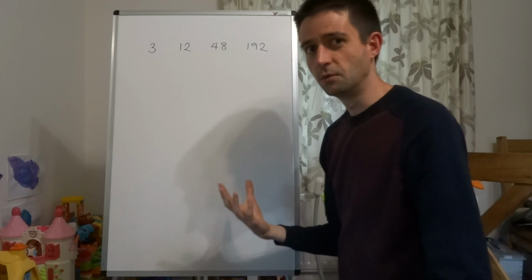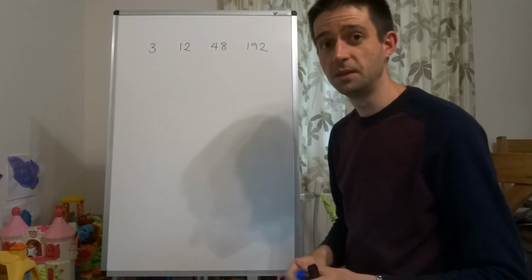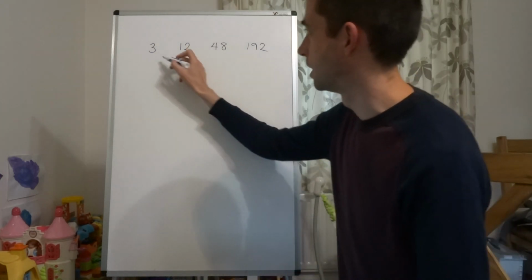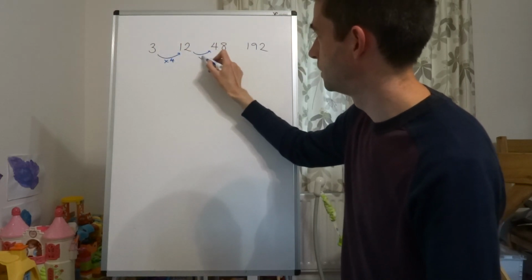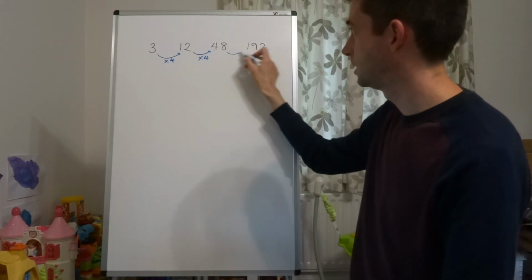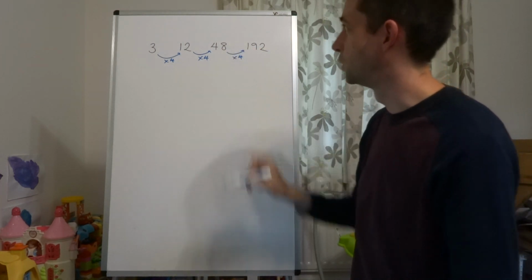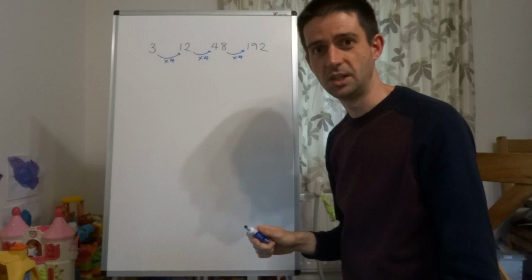Right, hopefully you've realised that you're multiplying the previous term by 4. So 3 times by 4 is 12, 12 times by 4 is 48, and 48 times by 4 is 192.